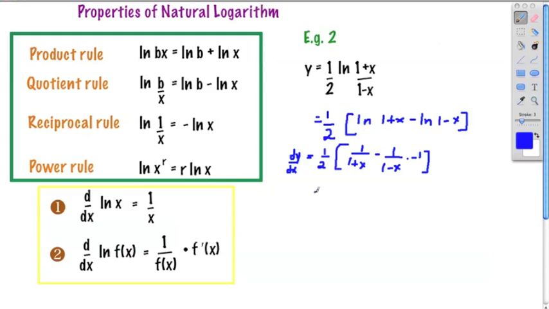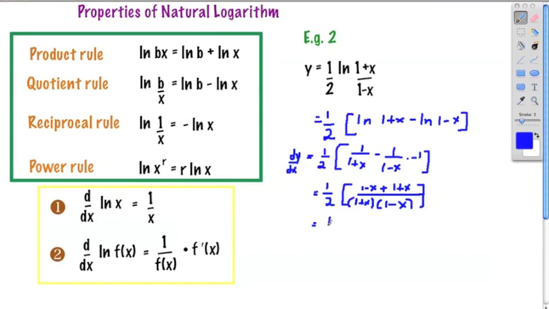After this it is just simple algebra. The constant can still remain outside. And if we want to subtract fractions, we have to make the denominator the same. So I have to multiply them with each other, 1 plus x times 1 minus x. For the numerator part, I will get 1 minus x minus 1 plus x, and because there is the negative 1 over here, we will get a positive sign over here.